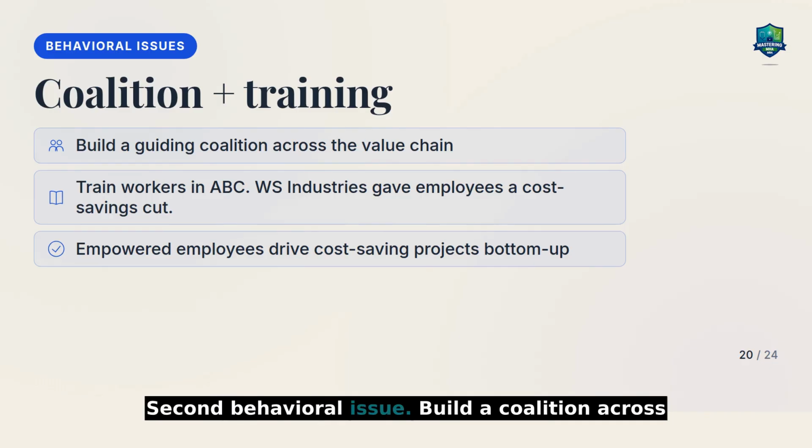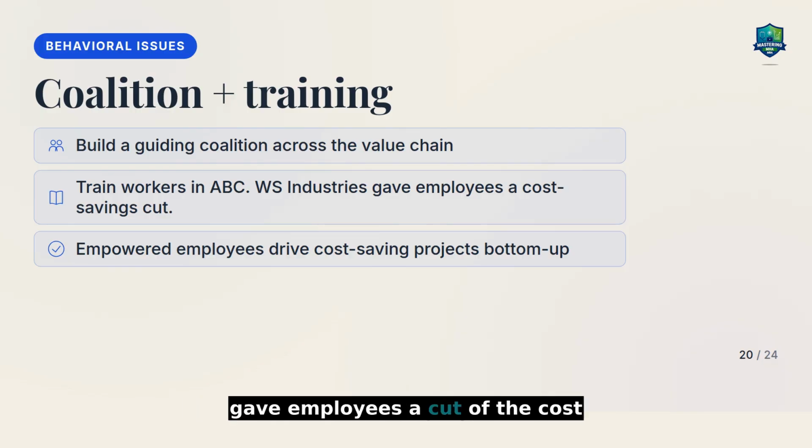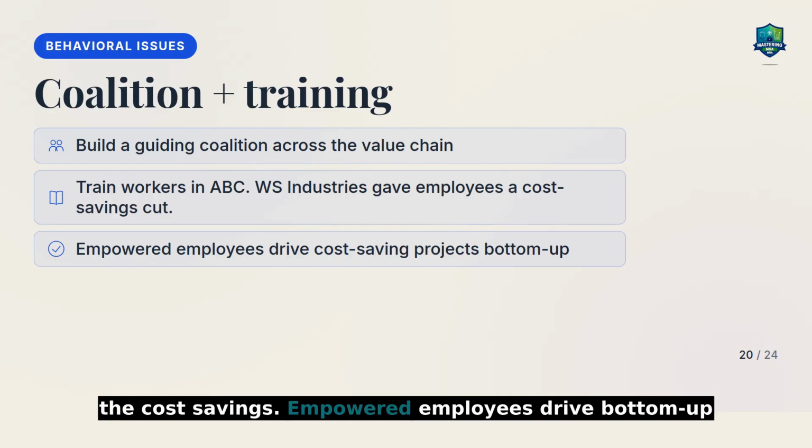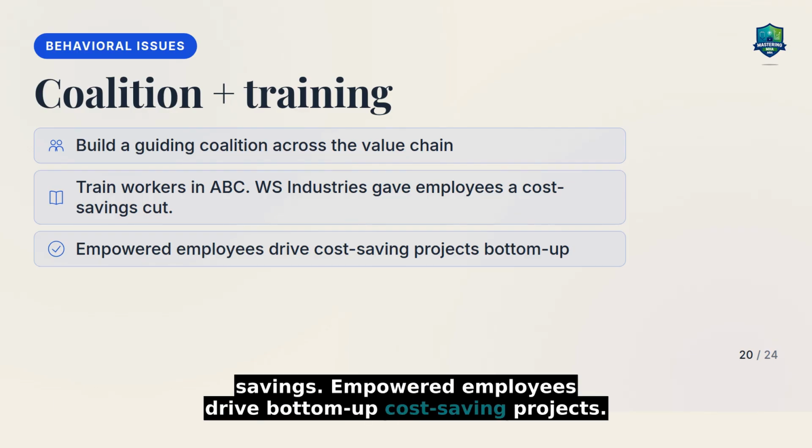Second behavioral issue. Build a coalition across the value chain. Operations managers know more about activities and cost drivers than the finance team does. Third, train workers in ABC. WS Industries gave employees a cut of the cost savings. Empowered employees drive bottom-up cost-saving projects.